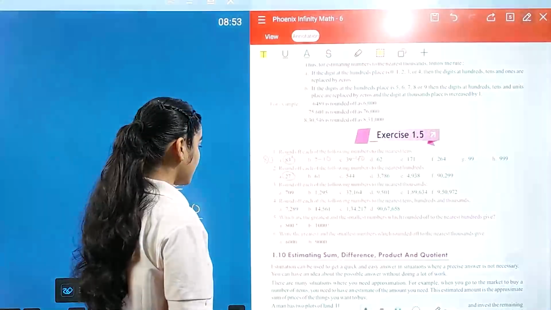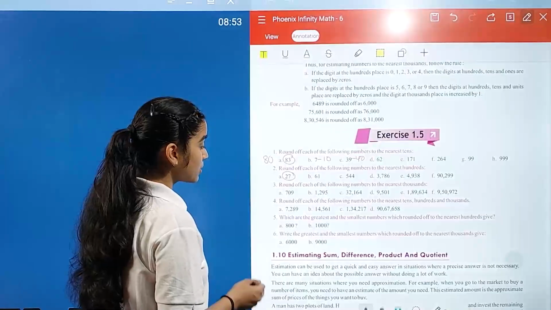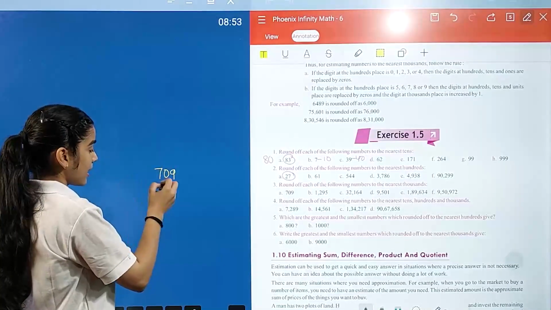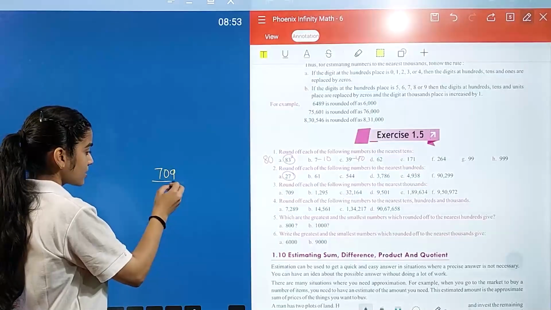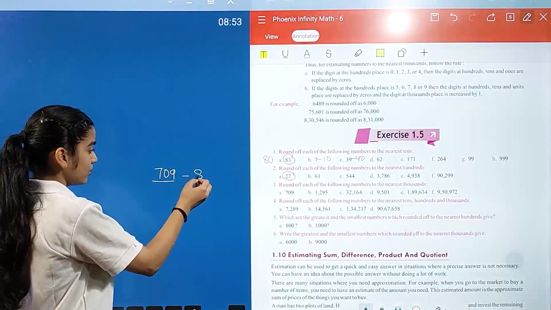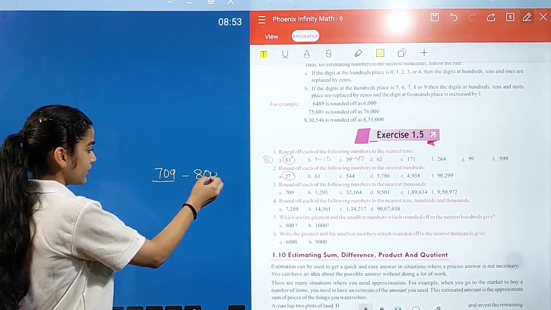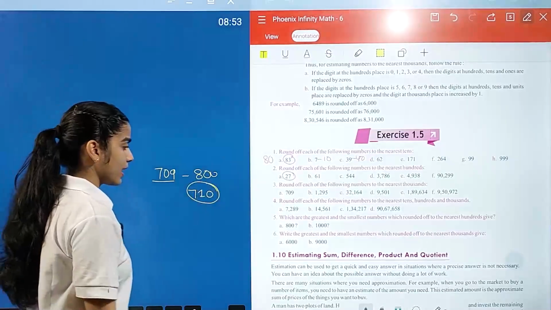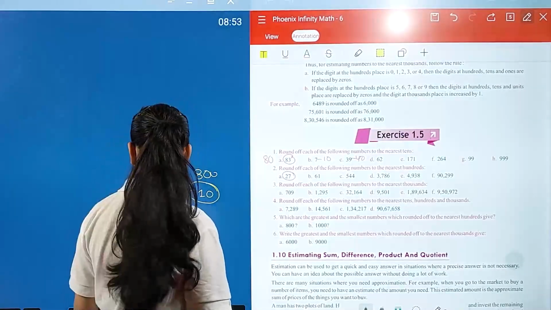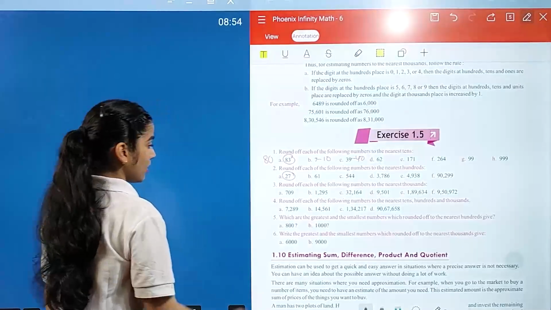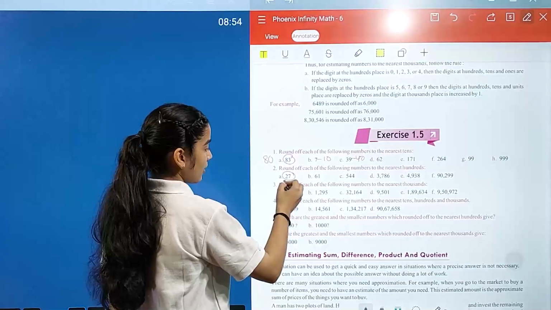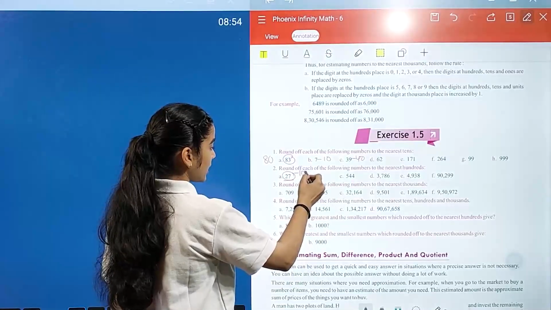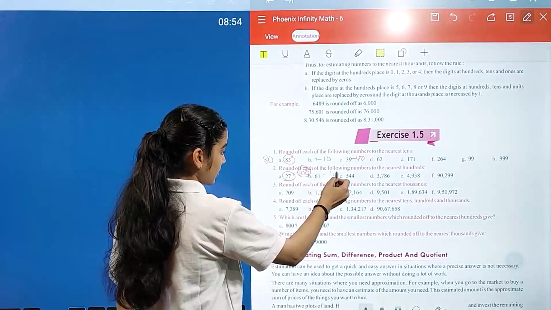Next question we have, round off each of the following numbers to the nearest 1000. So 709 lies between where? 700 or 800. So we have to shift it to 800, or you can also say 710 is the nearest number we have. Now 1295. So in this type of question, where you have only 2 digits and you have to shift it to the nearest 100, you can also take 100 in that case. Okay.